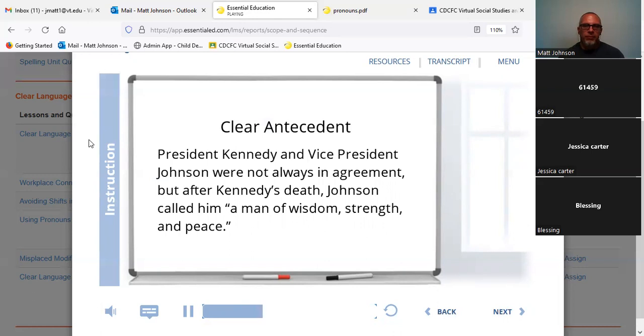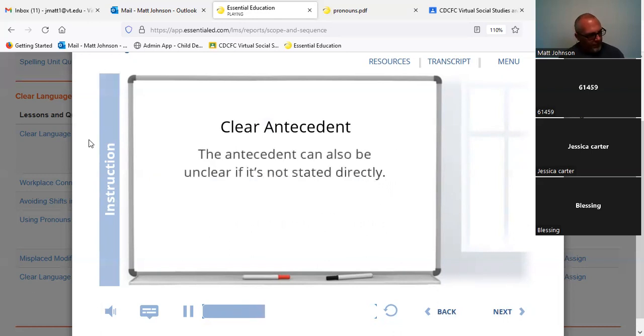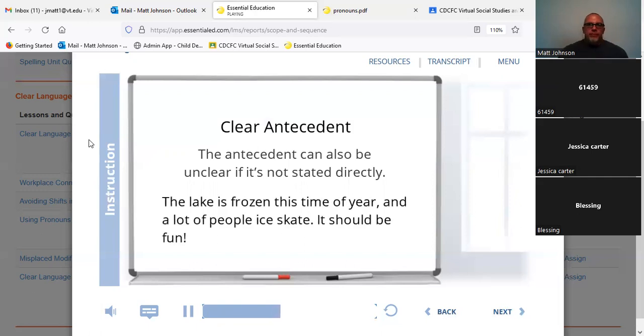That's a lot clearer, right? The antecedent can also be unclear if it's not stated directly. Sometimes when I write, I know what I mean by a pronoun, but I never actually say it. That can be pretty confusing. Like, take a look at this sentence. The lake is frozen this time of year, and a lot of people ice skate.